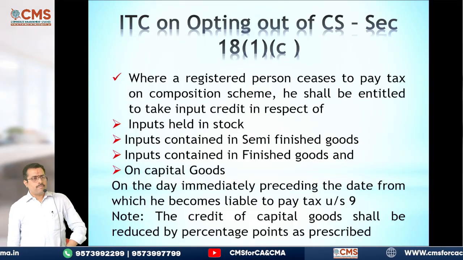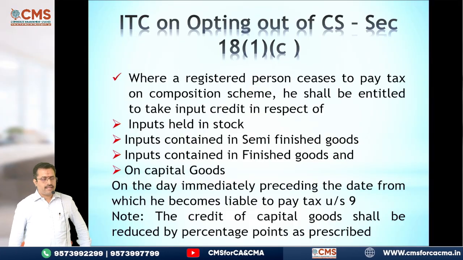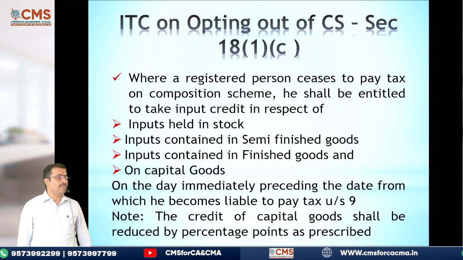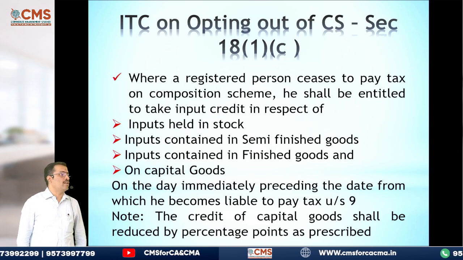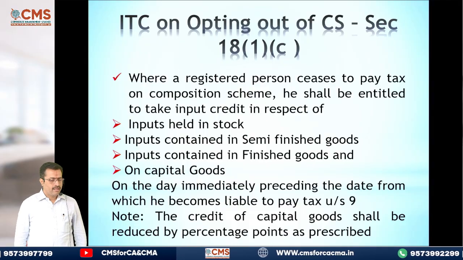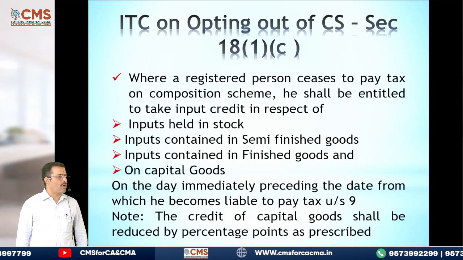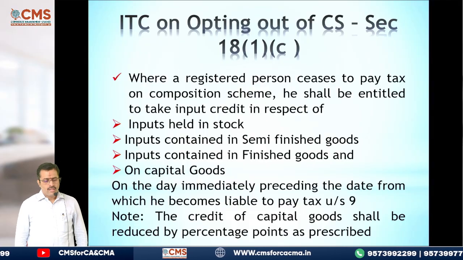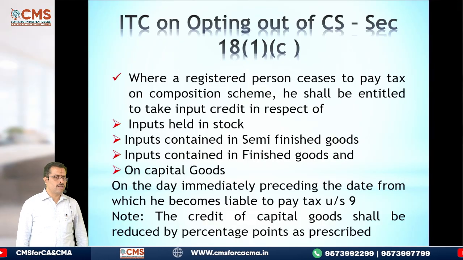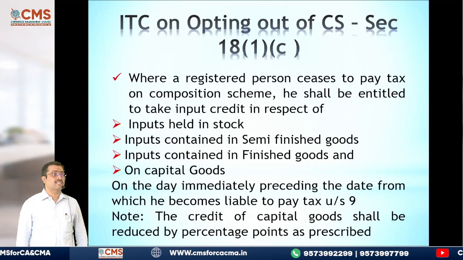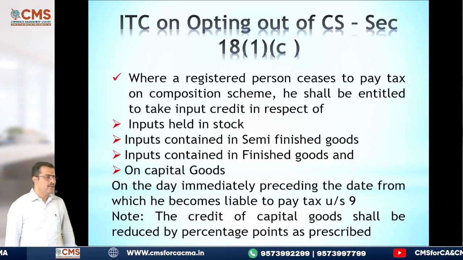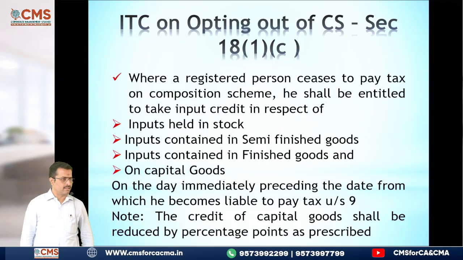Where a registered person ceases to pay tax on composition scheme, that means he is going to pay tax on regular scheme. He shall be entitled to take input credit in respect of what all? Number one, inputs held in stock. Second, inputs contained in semi-finished goods. Third, inputs contained in finished goods. And last one, capital goods, which was not there in clause A and clause B. Please be careful with this.